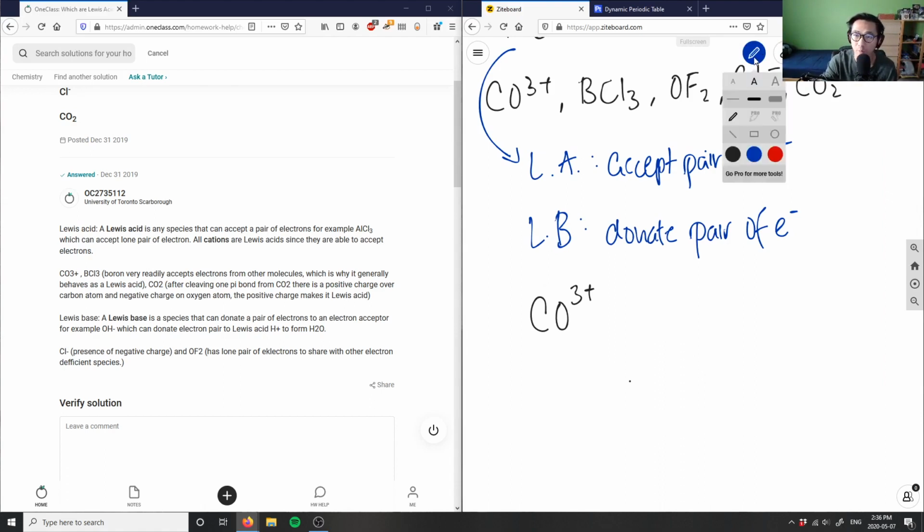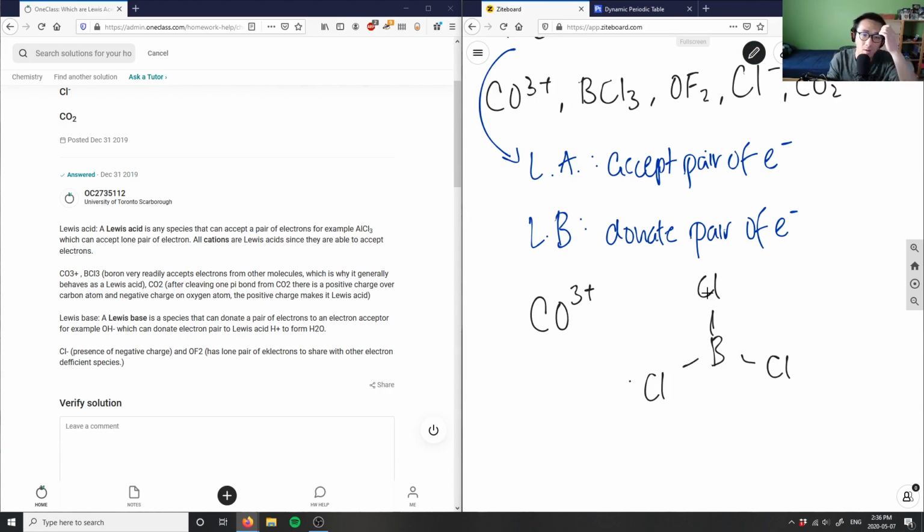So boron trichloride looks something like this. Again, I have a lone pair on boron here, right? Boron, we can say it can make three bonds, but it can also hybridize to make more than three bonds. Because boron very readily accepts electrons from other molecules, it generally behaves as a Lewis acid, right?